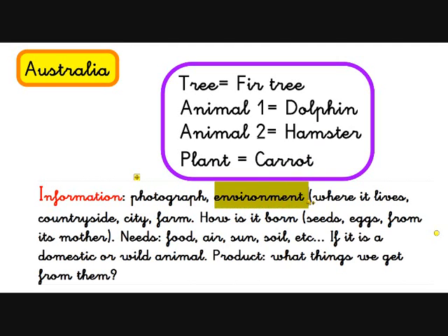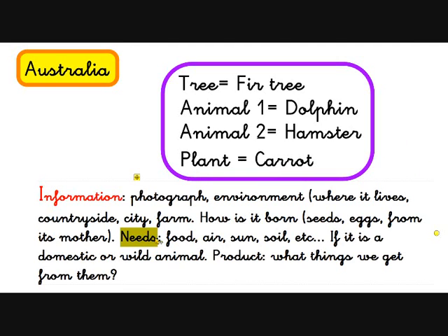The environment, what does it mean? Environment is where it lives. It lives in the countryside or in the city, in a farm maybe, okay? We need to know how it is born. Remember, some animals are born from eggs and other animals are born from their mother's womb, okay? And the plants, do you know that? They are born from the seeds.